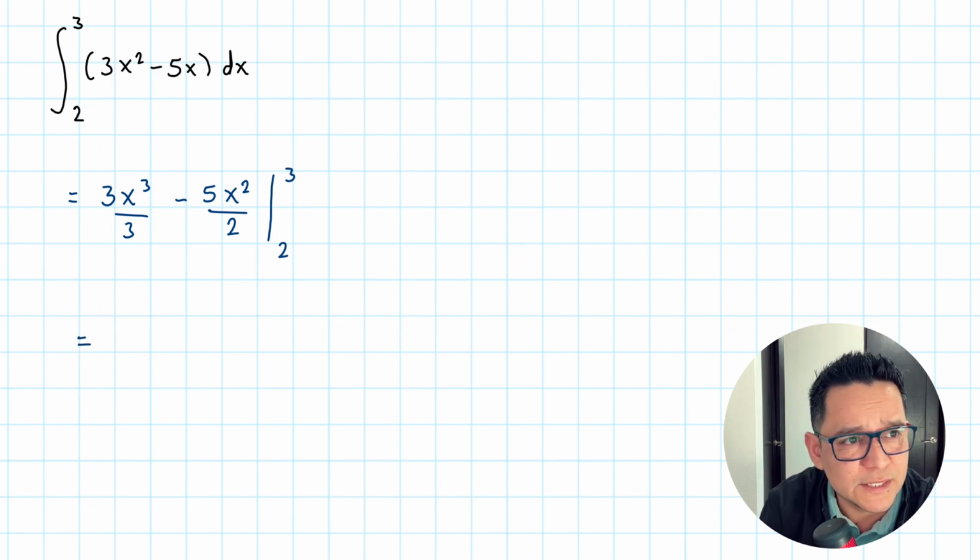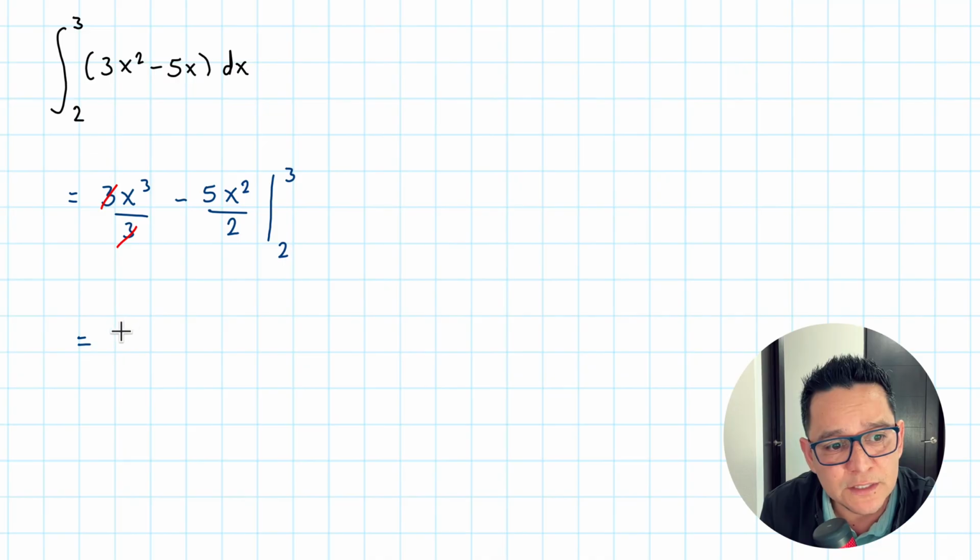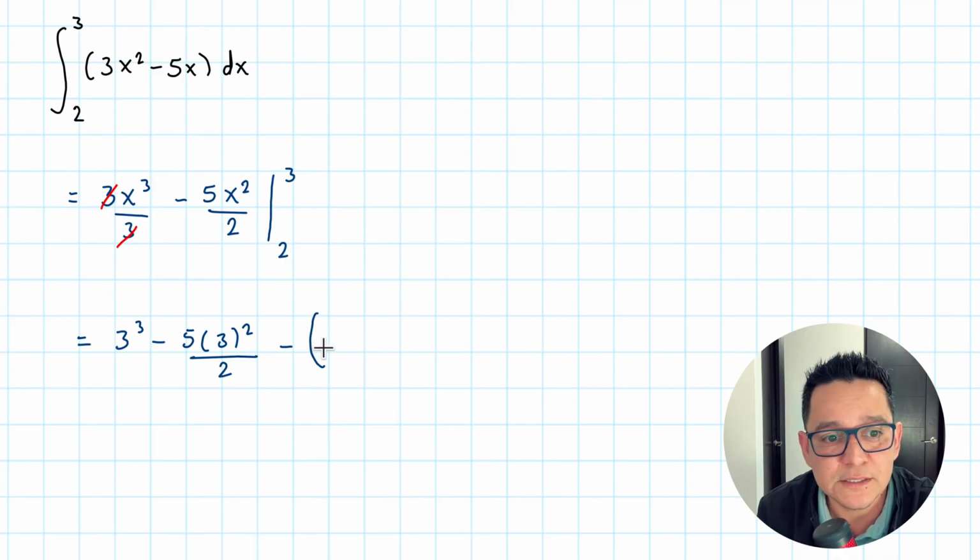Here, since 3 divided by 3 is one, we don't need to write that anymore, so let's go ahead and evaluate first at the upper limit. So I have 3 cubed minus 5 times 3 squared. Notice that I'm evaluating at x equals 3, and this is over 2. Then we're going to subtract the function evaluated at the lower limit from this. Well, this right here is already evaluated at the limit.